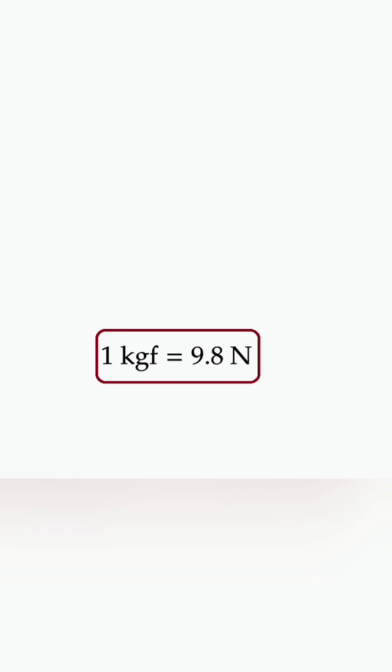1 Newton is nearly the force of attraction of Earth on a mass of 0.1 kg or 100 gram. The other unit of weight is kilogram force, symbol kgf, where 1 kgf is equal to 9.8 Newton, which is taken as 10 Newton approximately.